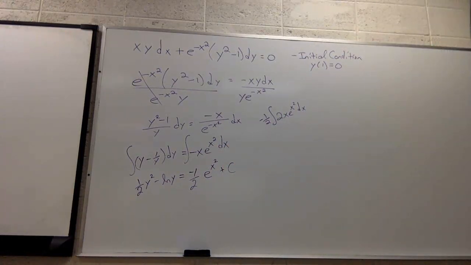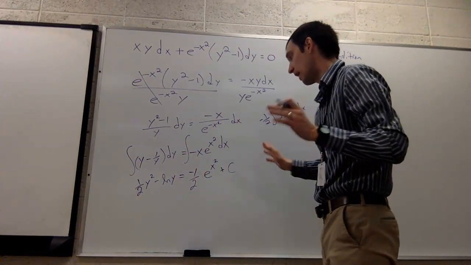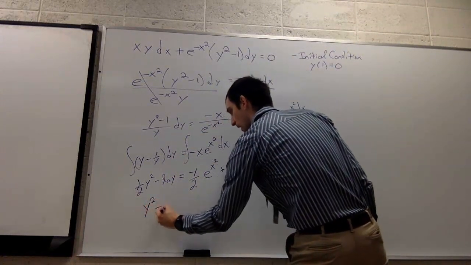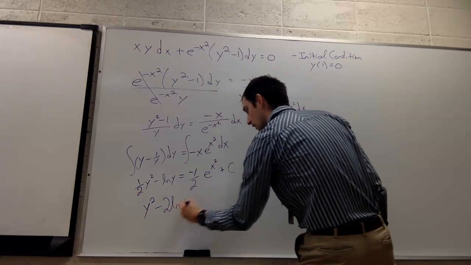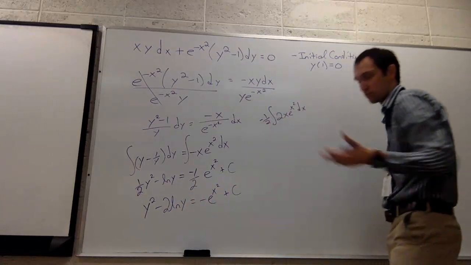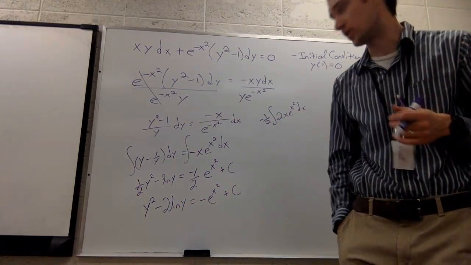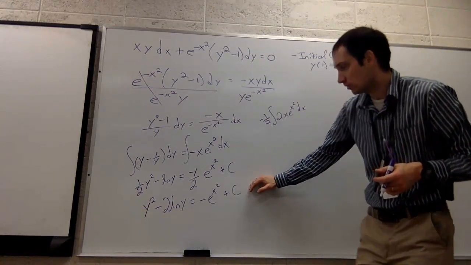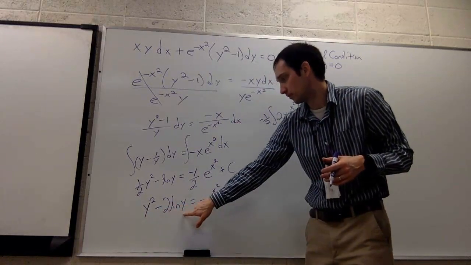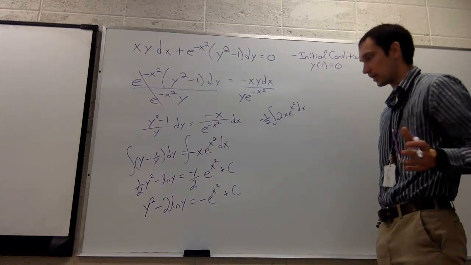Once you've gotten to this point, you might say, I don't want to deal with fractions, so let's multiply everything through by 2. And get y squared minus 2 natural log of y equals negative e to the x squared plus c, because 2c versus 1c, who cares? It's still just a generic constant, and we don't know what it is yet. Now you look at this and say, I'm probably not going to be able to get y by itself, because you have a y squared, and then a separate term, the natural log of y. So this is a general solution.